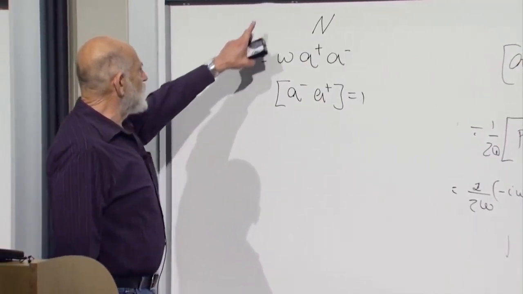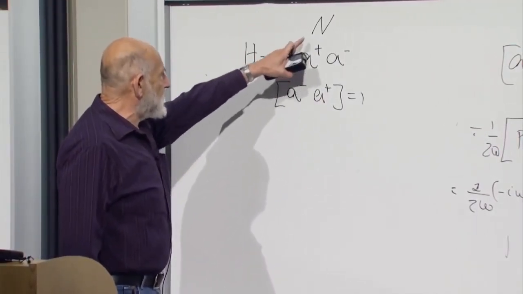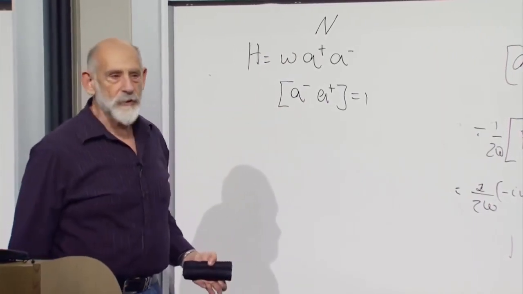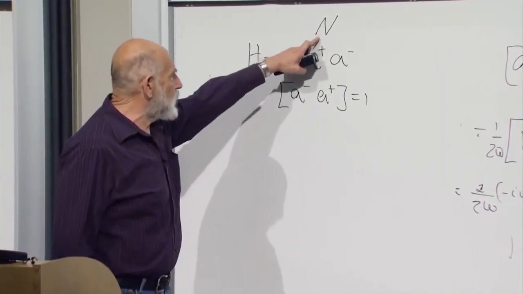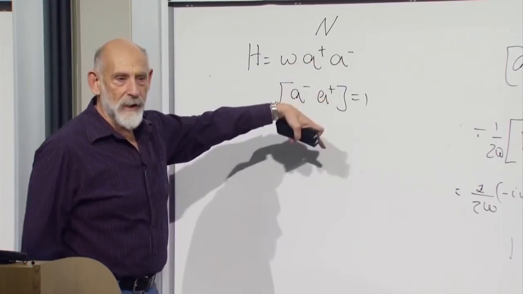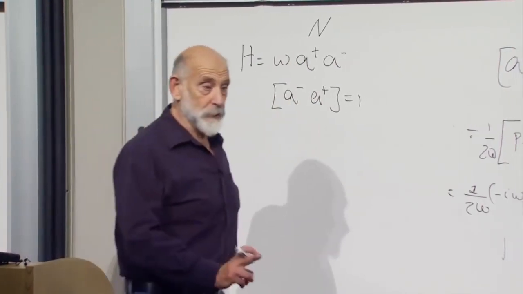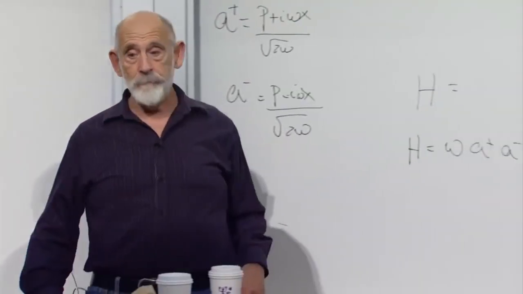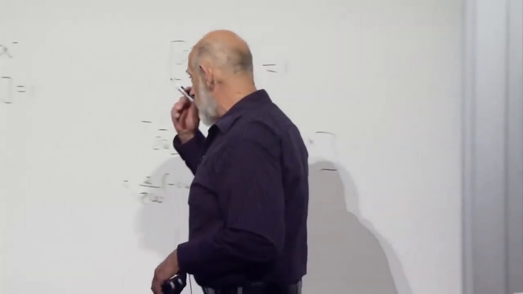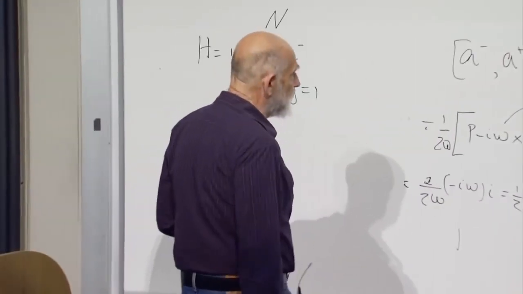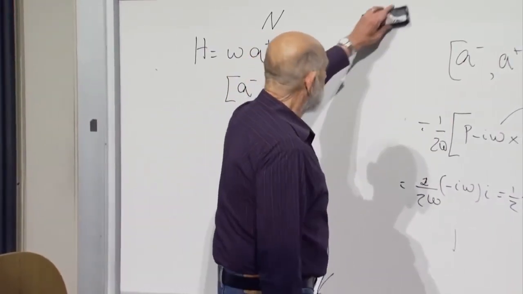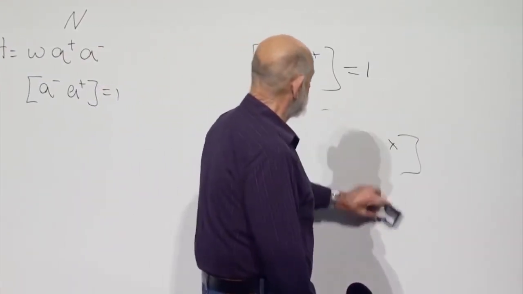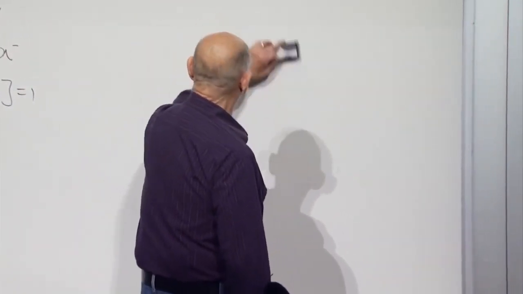The Hamiltonian H is omega times N, and the next step, of course, if we were Dirac, would be to start commuting N with A plus and N with A minus. It's a good thing to do. You'll find out that the commutator algebra is very simple, but I don't think we have to do it. I think we can proceed without doing that. Let's see what we can learn.